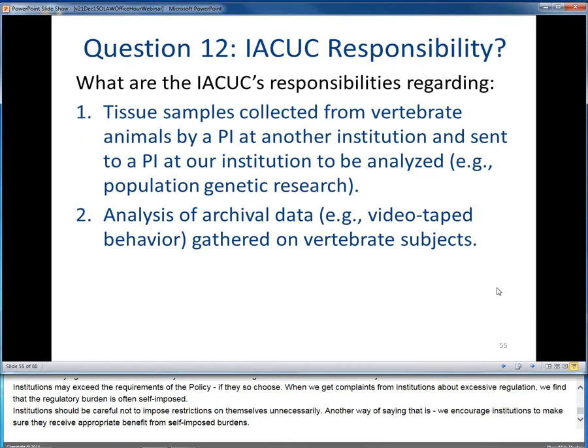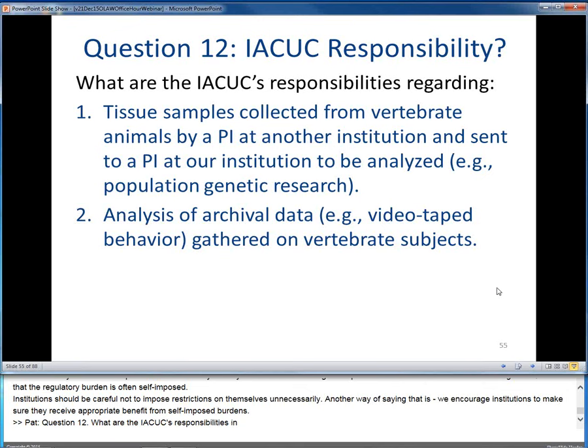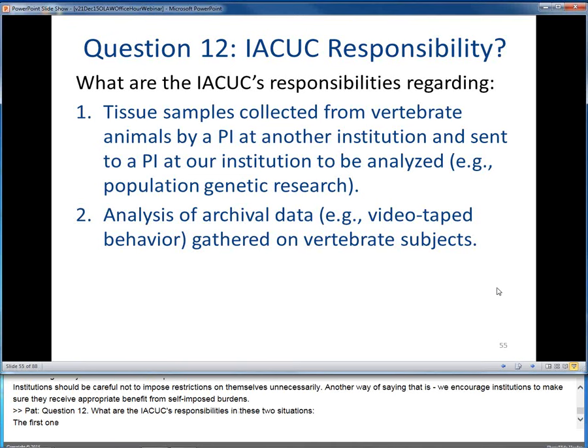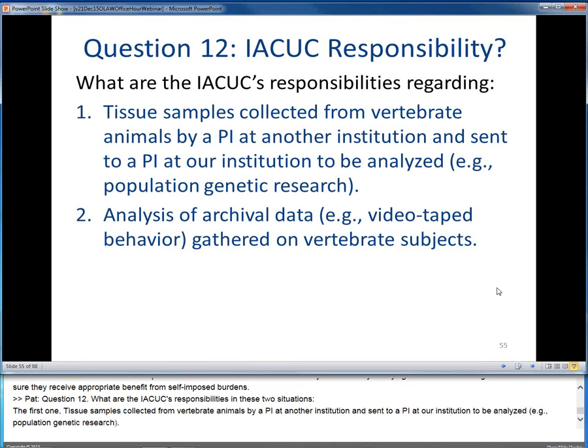Question 12. What are the IACUC's responsibilities in these two situations? The first one, tissue samples collected from vertebrate animals by a PI at another institution and sent to a PI at our institution to be analyzed, for example, population genetic research. And number two, analysis of archival data, for example, videotape behavior gathered on vertebrate subjects.